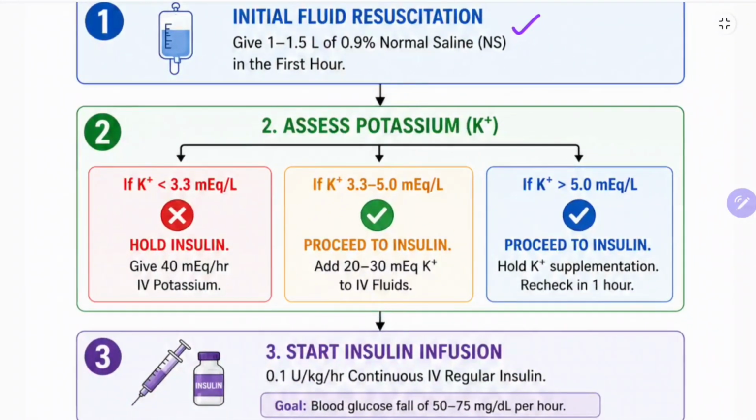Then we will assess potassium. If the potassium is less than 3.3, hold insulin, give 40 milliequivalents per hour of potassium till the potassium reaches more than 3.3. If the potassium is 3.3 to 5, then add insulin. Along with that, give 20 to 30 milliequivalents potassium per liter or 10 to 15 milliequivalents per half liter of IV fluids. If the potassium is more than 5, give insulin and hold potassium.